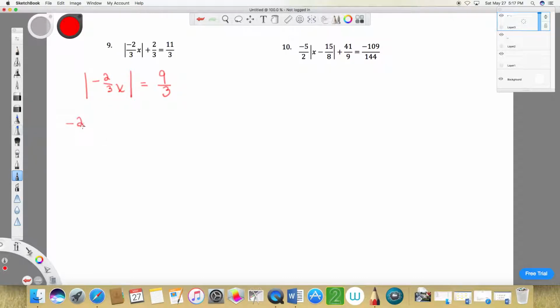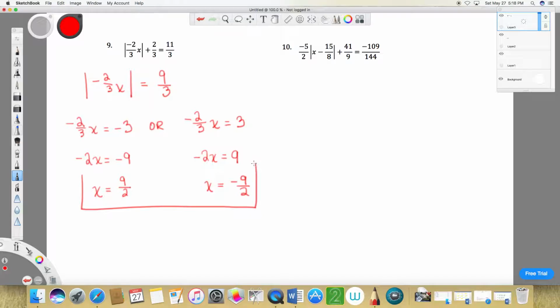So we have that this negative 2/3 times x could equal a negative 3, or this negative 2/3 x could equal a positive 3. So here, if we multiply both sides of the equation by 3, if we divide by a negative 2, these negative signs cancel. We'll just leave our fraction as an improper fraction. Over here, we'll multiply both sides by 3 as well, and divide each side by a negative 2. So here's our two solutions for this equation.